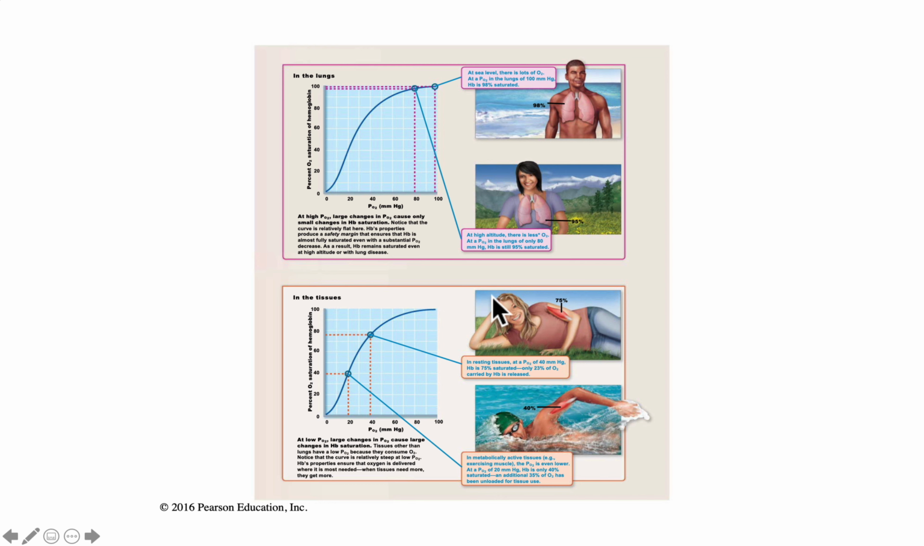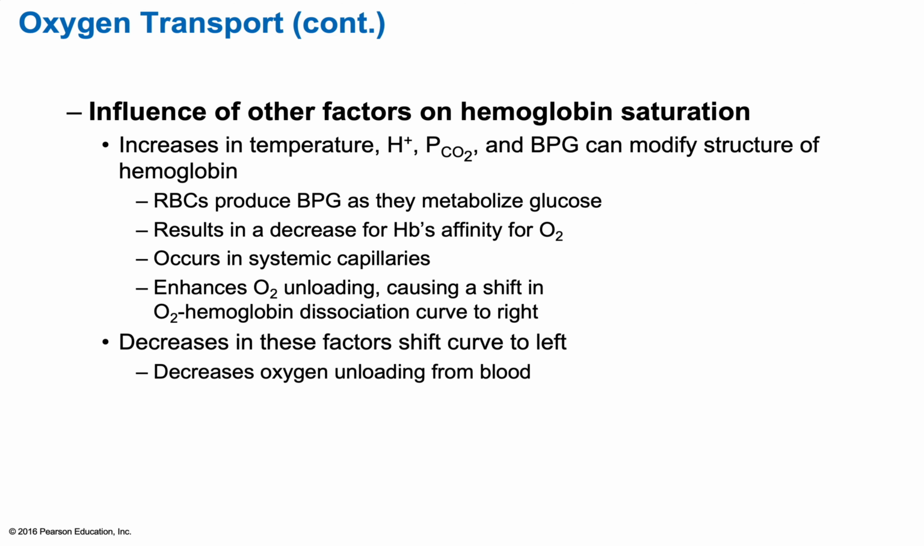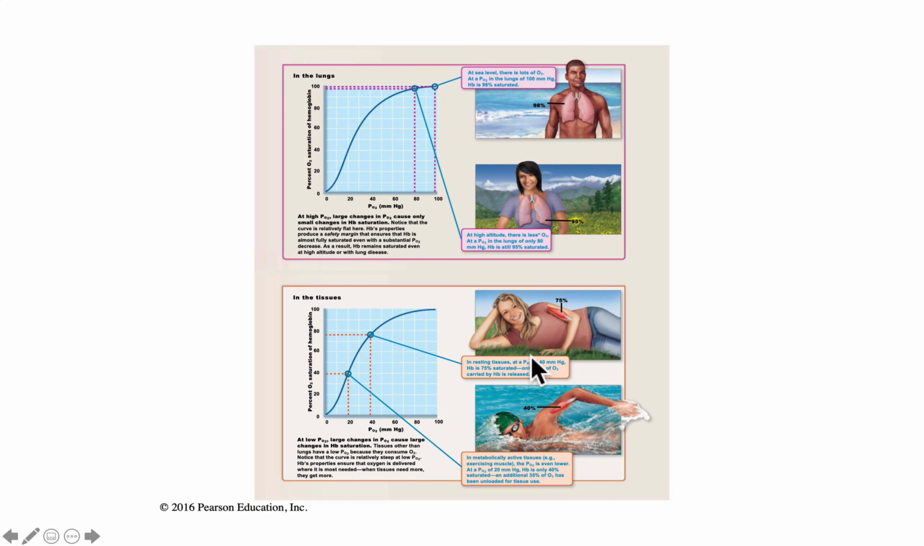Now, let's come down over here at tissues. So remember, over here, what's happening? We're getting oxygen loading and oxygen unloading. That's taking place in the lungs. Now, in tissue, however, this is where oxygen is being used, right? So we're looking at metabolically active tissue. So again, when at rest, okay, when just laying down, doing nothing, or you're sitting down, the partial pressure is going to be much lower.